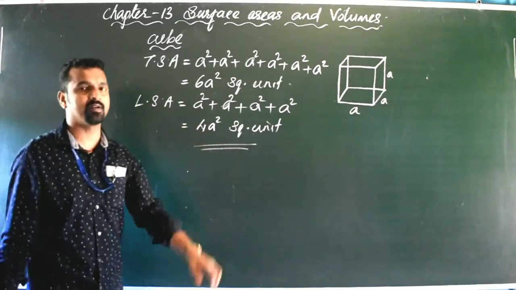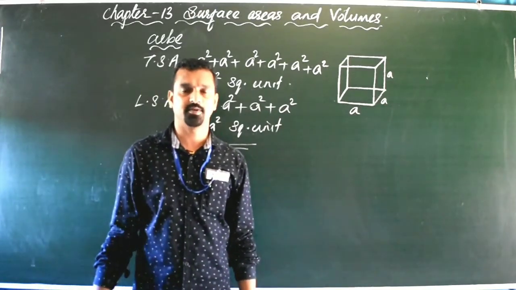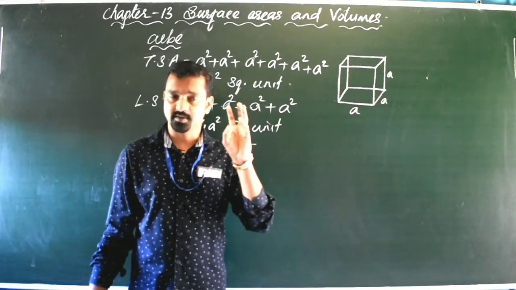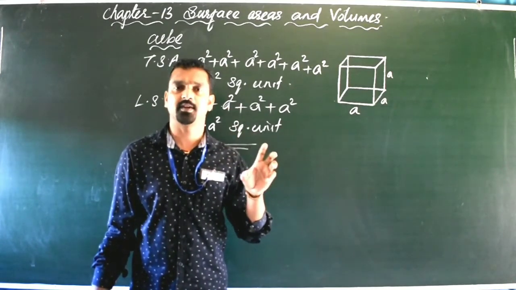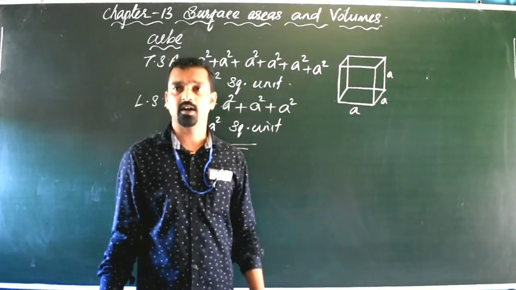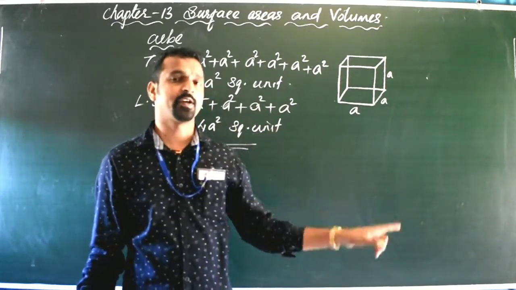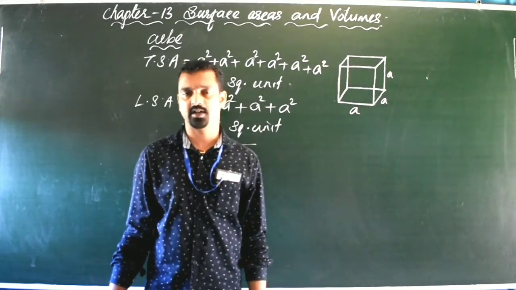So these four formulas we are going to use in the first exercise, that is exercise 13.1. Total surface area of a cuboid is equal to 2 into (LB + BH + LH) square unit. Lateral surface area of a cuboid, or area of 4 walls of a room, is equal to 2 into (L + B) into H square unit.